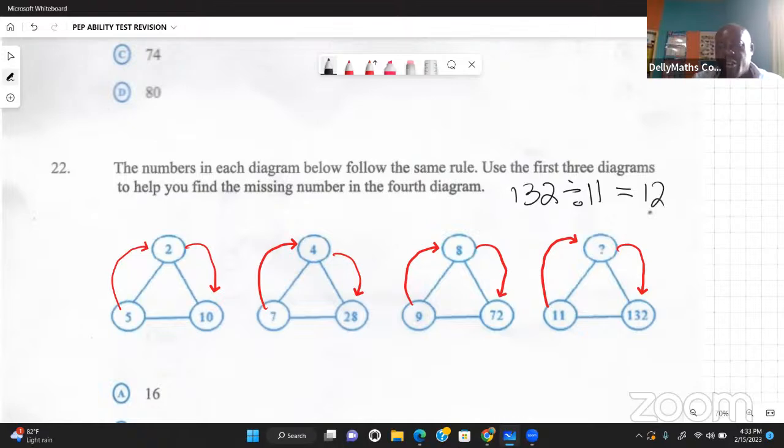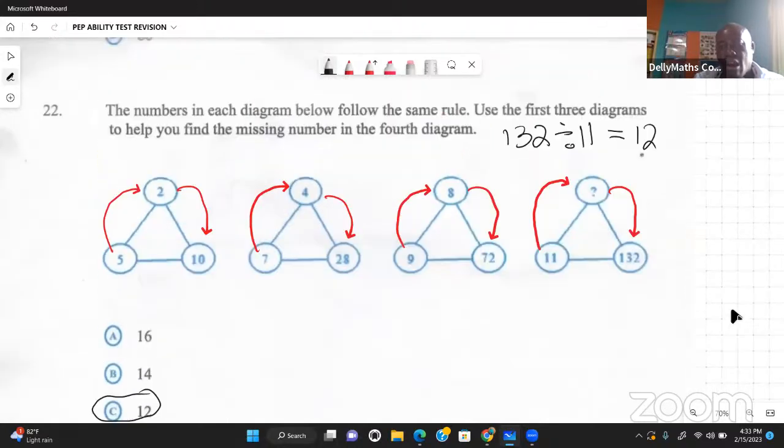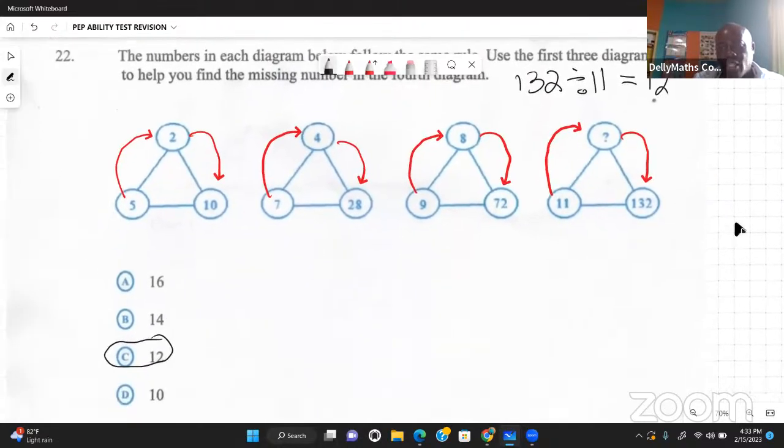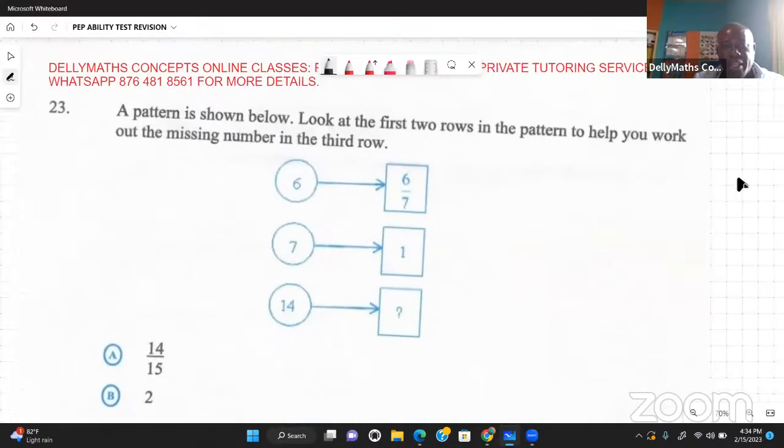Remember, you have to know your timetable to do well. 12 is C, all right? So number 22, we're looking for C there. 132 divided by 12. All right, let's go to number 23.